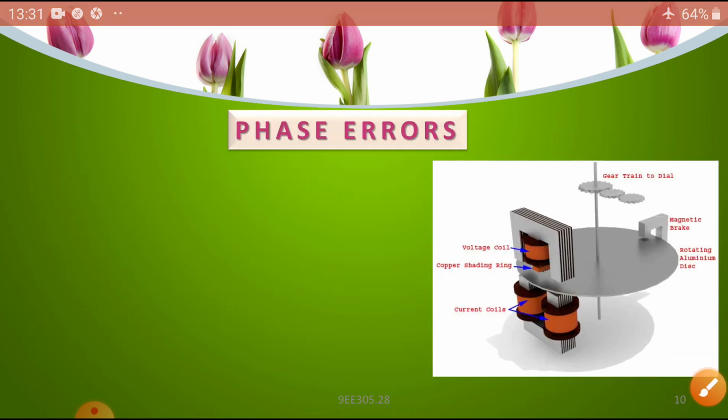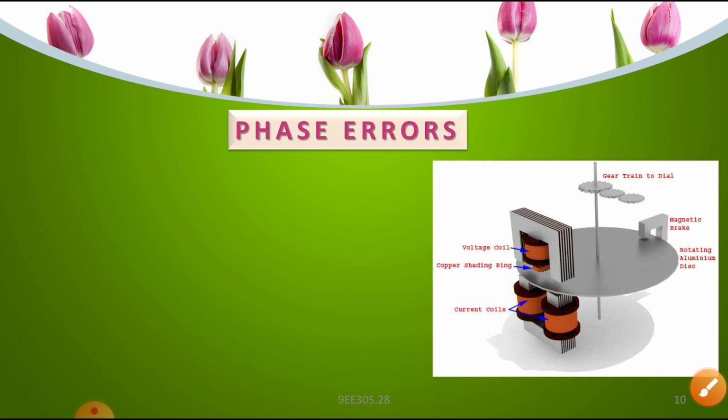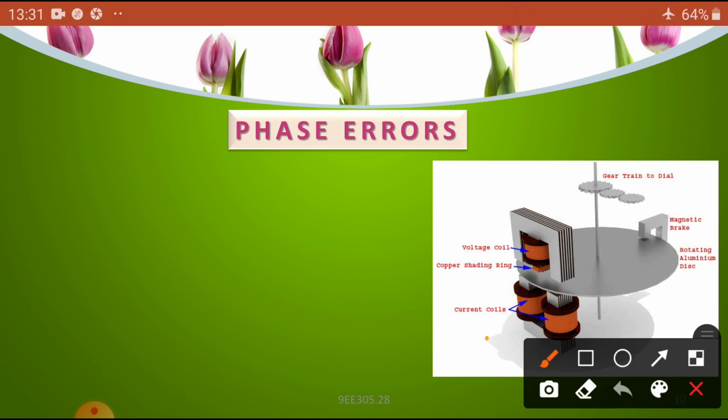Now let us see what the phase errors are. You can see here what happens. This is the M1 series current coil. This is the pressure coil. In between there is an aluminum disc, placed on a spindle and connected to the gearing mechanism. At the same time, the disc is also placed in the permanent magnet. So these are the basic things.